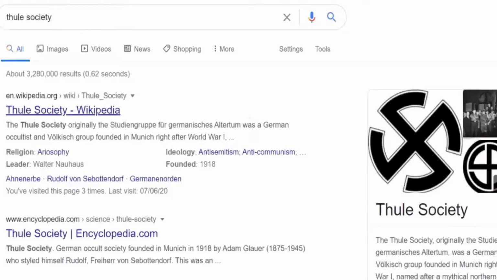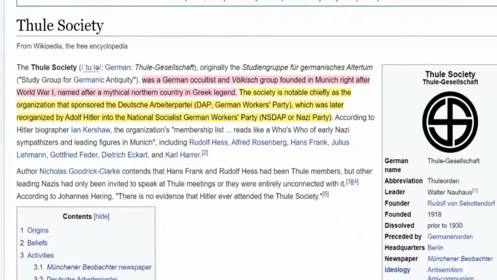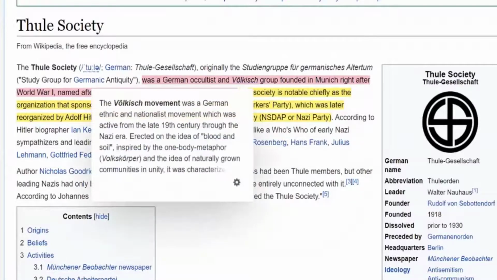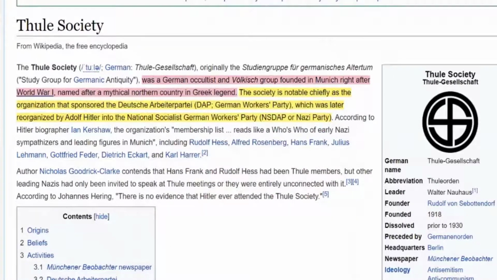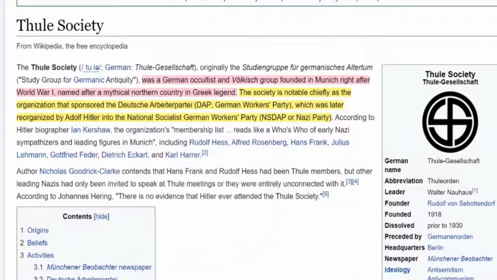Thule had to do with the Aryans when Hitler talked about the Aryans. Look at the logo of the Thule Society. It looks like the swastika. It's slightly different. This one's circular. Hitler had a square. The Thule Society was a German occultist and Bolshevik group founded in Munich after the First World War, named after a mythical northern country in Greek legend. The society is chiefly notable as the organization that sponsored the Deutsche Arbeiterpartei, the German Workers' Party, which was later reorganized by Adolf Hitler into the National Socialist Workers' Party, the Nazi Party.